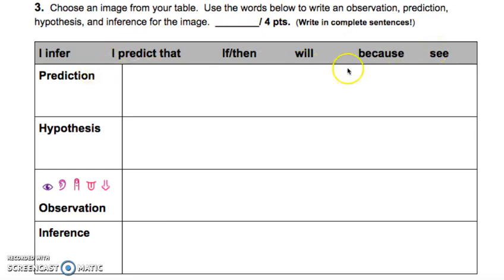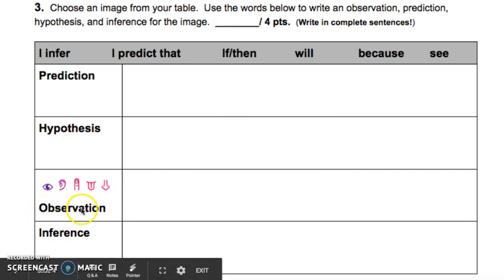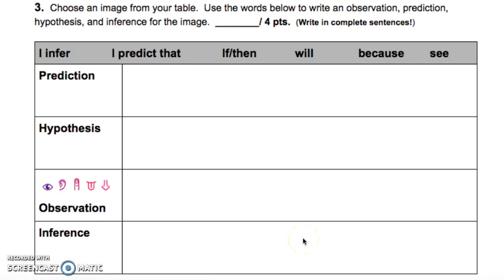You need to decide where you use these. You're going to write a prediction in this space. You're going to write a hypothesis in this space. You're going to write an observation in this space and an inference in this space. Okay? All right, students, good luck.